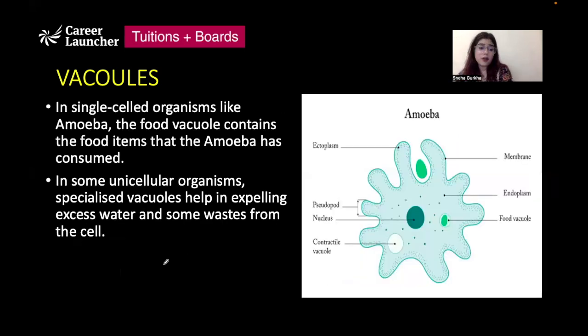In some single-celled organisms like amoeba, a special type of vacuole is present, that is known as the food vacuole. So the food vacuole stores food inside, or the food item that amoeba has consumed, it contains inside that vacuole. Some vacuoles, for example the contractile vacuole, help in the excretion of waste substances from the body surface of unicellular organisms like amoeba.